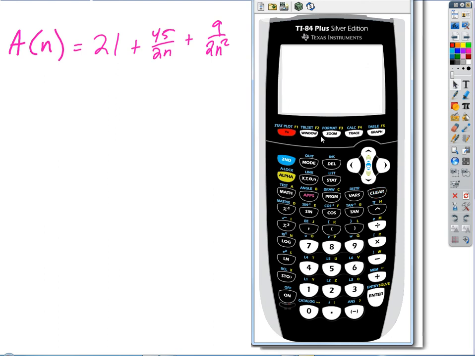Okay, now we can't use n conveniently as a variable in here, right? But what we can do is use x. So let's write this formula with x's instead of n's. So 21 plus 45 over 2n.